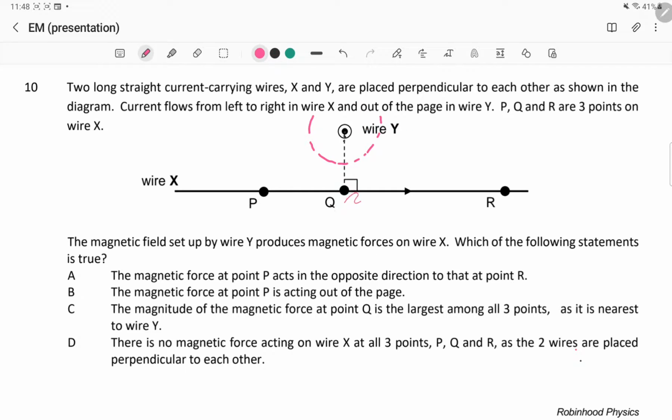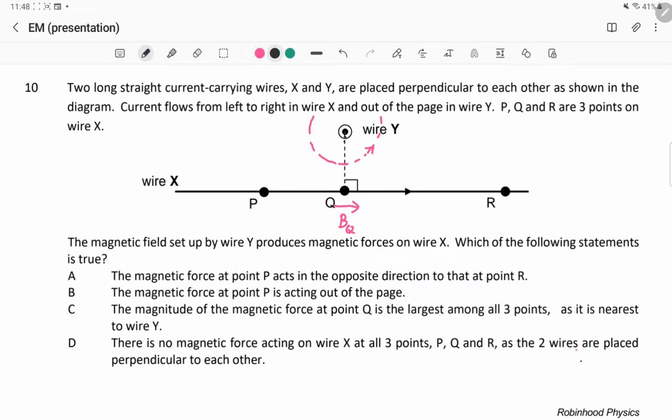So for Q, it's very straightforward. By the way, the direction here is anti-clockwise. So the B field at Q is this way. Sorry, I said P, I meant Q. So B field at Q is this way.